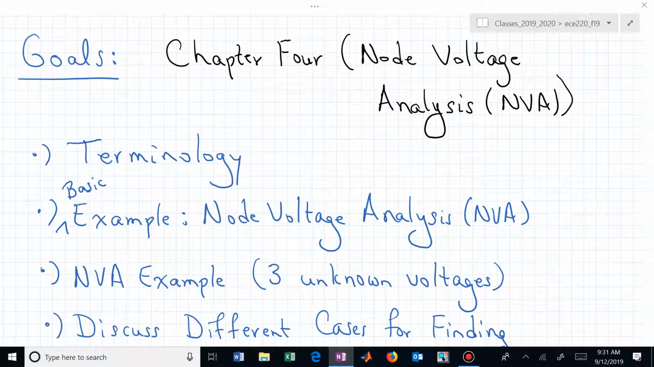We're starting Chapter 4 today, and the first thing that we'll look at is terminology. Then we'll actually just start working some examples. Instead of trying to explain all the definitions and the terms, let's just start using the procedure, which is node voltage analysis, and then as we need it, we'll start to hopefully realize, oh, we need to sort of keep track of certain terms or definitions to help us work our way through.